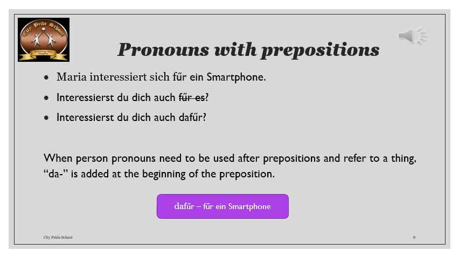Interessierst du dich auch für es? Für es, es is the personal pronoun used for smartphone. But für es is ganz falsch, total falsch. It is never used. We never say für es. We use interessierst du dich auch dafür?